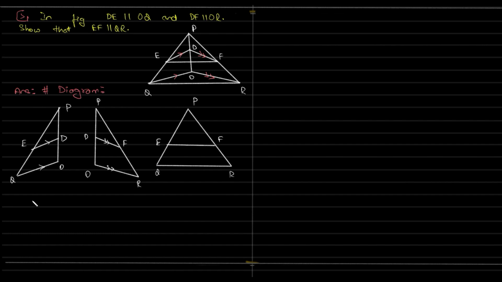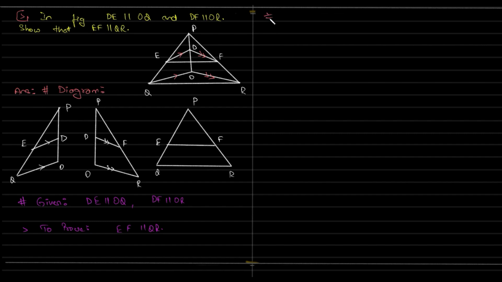So as per our usual schedule, we need to write given. We have DE is parallel to OQ, DF is parallel to OR, and that is to be proved. We need to prove that EF is parallel to QR.